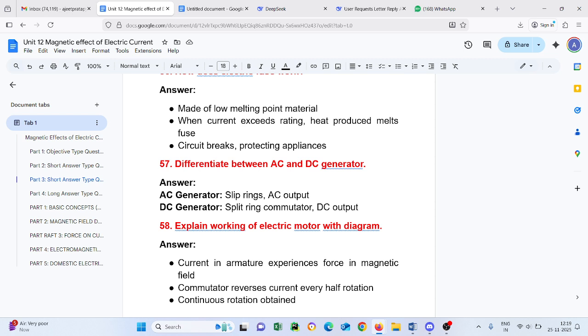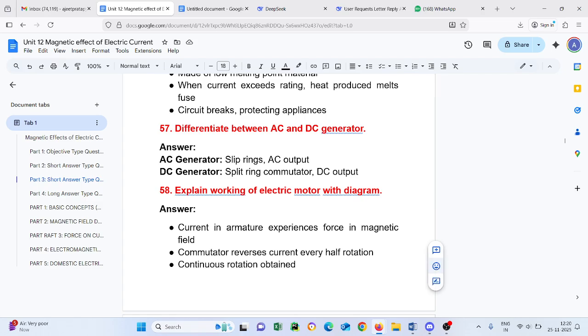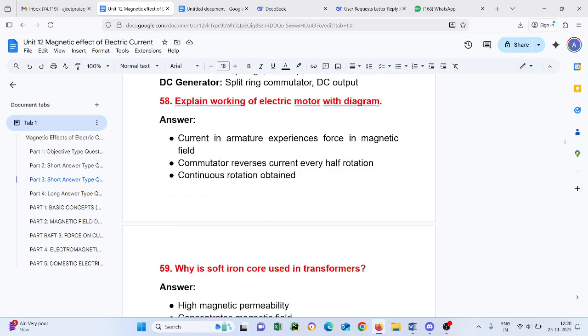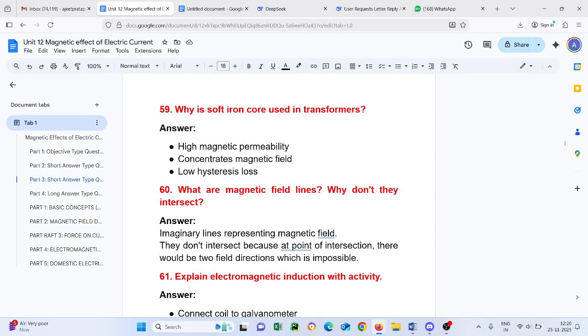Question number 58. Explain working of electric motor with diagram. Current in the armature experiences force in a magnetic field. The commutator reverses the current every half rotation. Continuous rotation is obtained.